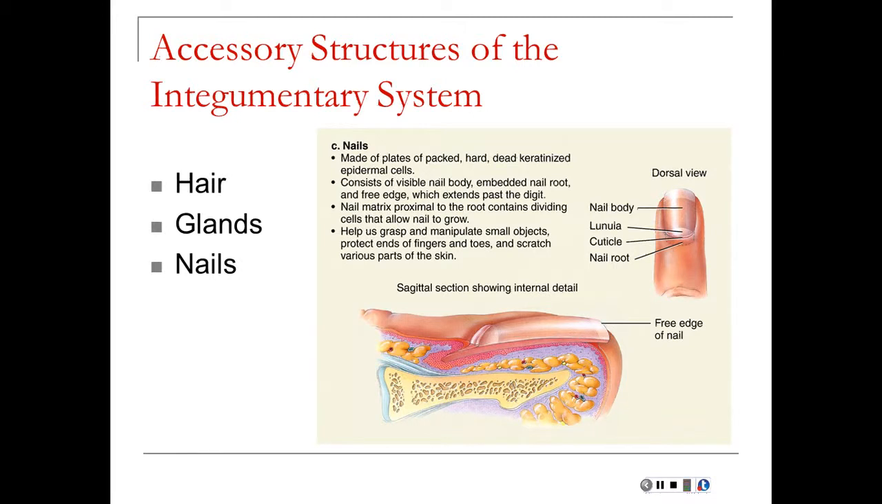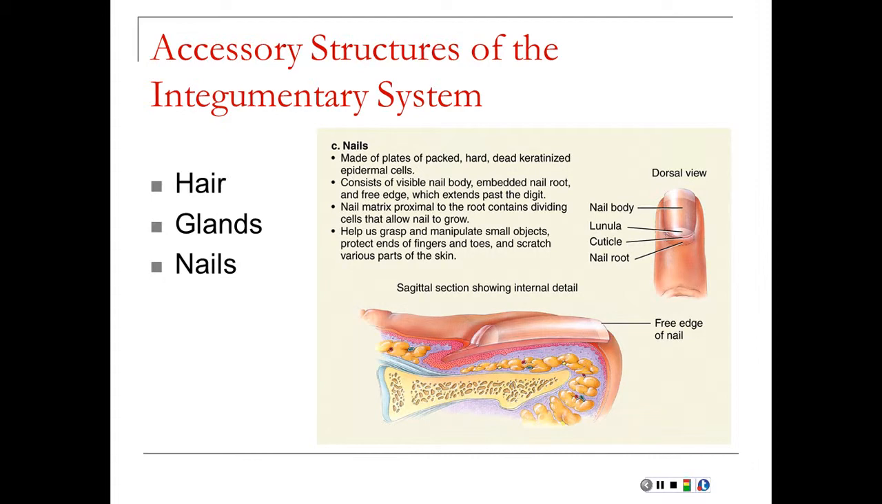Nails are slightly different than hair. They're plates of packed keratin epidermal cells. So again, the same types of cells that are making up your hair are making up your nails. They're just packed in a different way. They have the visible nail body. That's what you see when you look down at your nails.